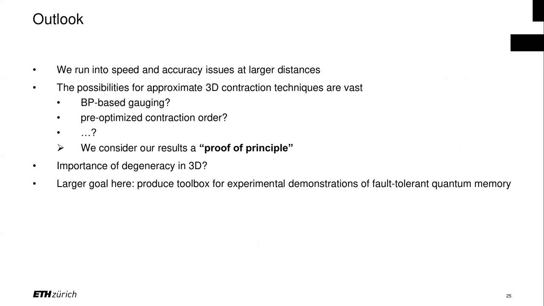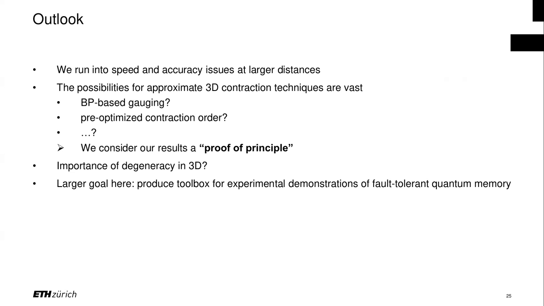So those are some thoughts that we have on this. As I said, we run into quite severe speed and accuracy issues. We tried a couple of different things to realize this 3D tensor network contraction, but obviously we couldn't exhaustively try out all the techniques that are out there. So if people here have any ideas what sort of tricks or techniques could work, or are just interested in more details of how exactly we did this in practice, I'd be very interested to talk with the tensor network people about this.